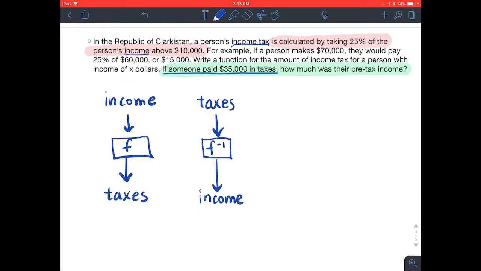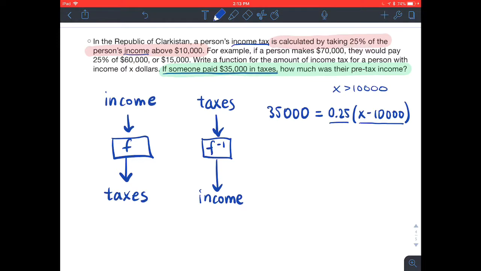You might think one way to do this is, actually, you don't need to find an inverse function. You can just set the amount of taxes paid equal to 35,000. So you could write 35,000 equals whatever your expression for f of x is. In this case, 25% of the person's income above 10,000. So that would be 0.25 times (x minus 10,000). This is saying 25% of the person's income that is above $10,000. And here we are assuming x is going to be greater than 10,000.